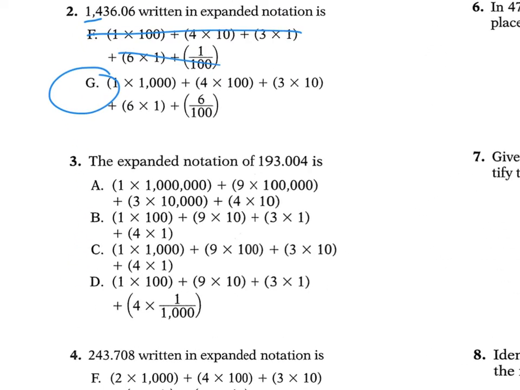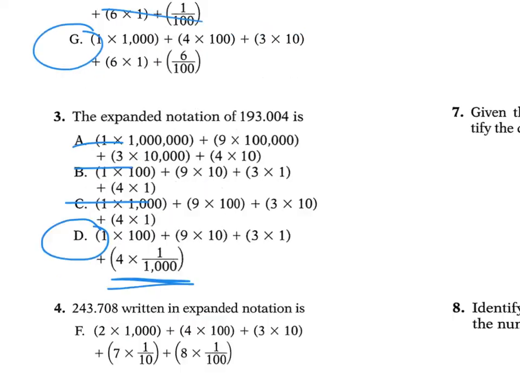Number 3, the expanded notation of 193 and 4/1000ths. So we need this 4/1000ths to be written as a fraction. So we can cancel out C, cancel out B, cancel out A, and we're just left with D, because this is the only one that shows that decimal written as 4 times 1/1000.